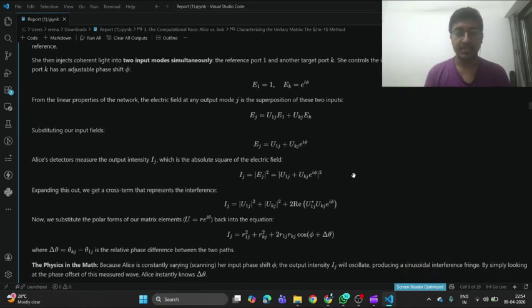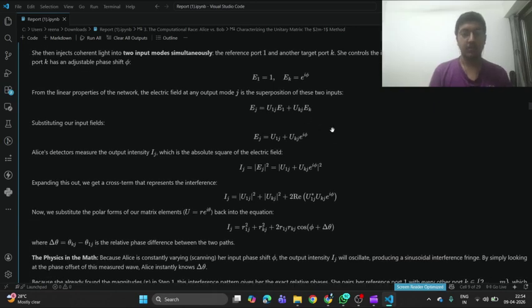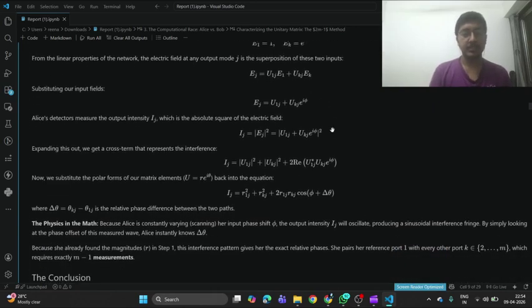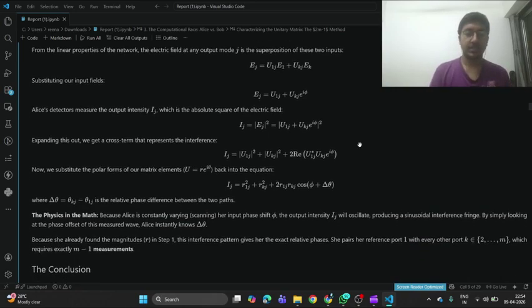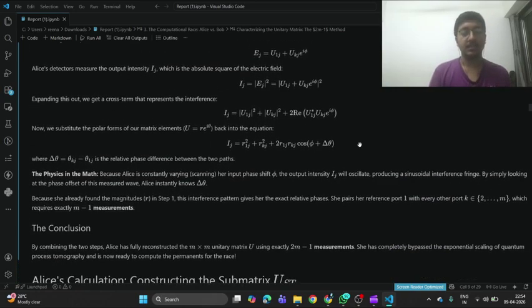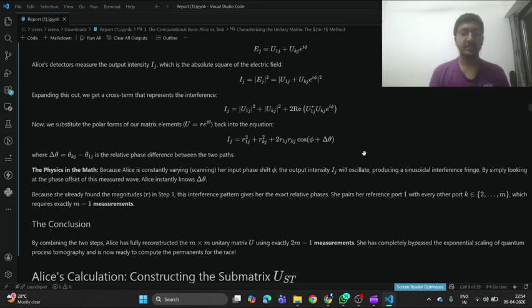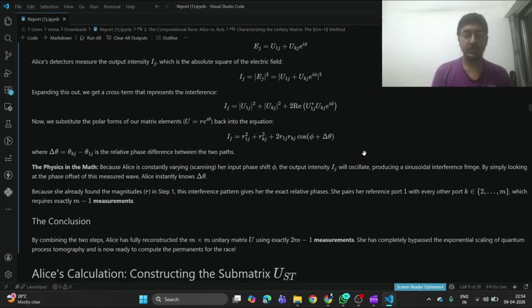Again, when Alice measures the output mode j, we can write it as a linear superposition of the two input modes. And when we take the intensity of this output, we see that the intensity oscillates as we sweep across the relative phase between the two input modes, which is phi in this case. So as we sweep across phi, this Ij will oscillate, and by simply measuring the phase offset of this oscillation, Alice can easily find the phase difference, delta phi.